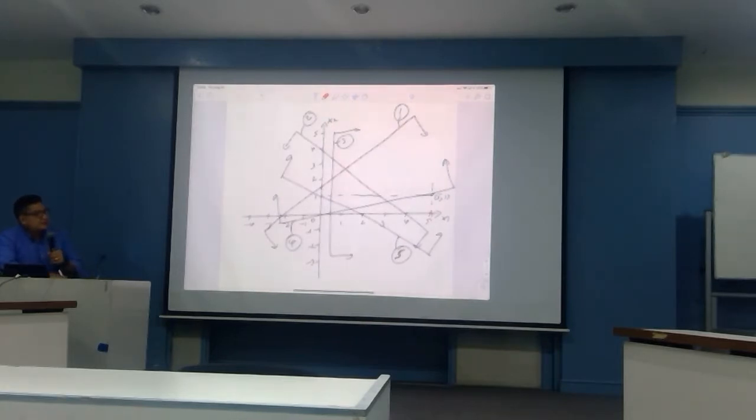Then we try to find the intersection area of all constraints. It's going to be an area at the center.